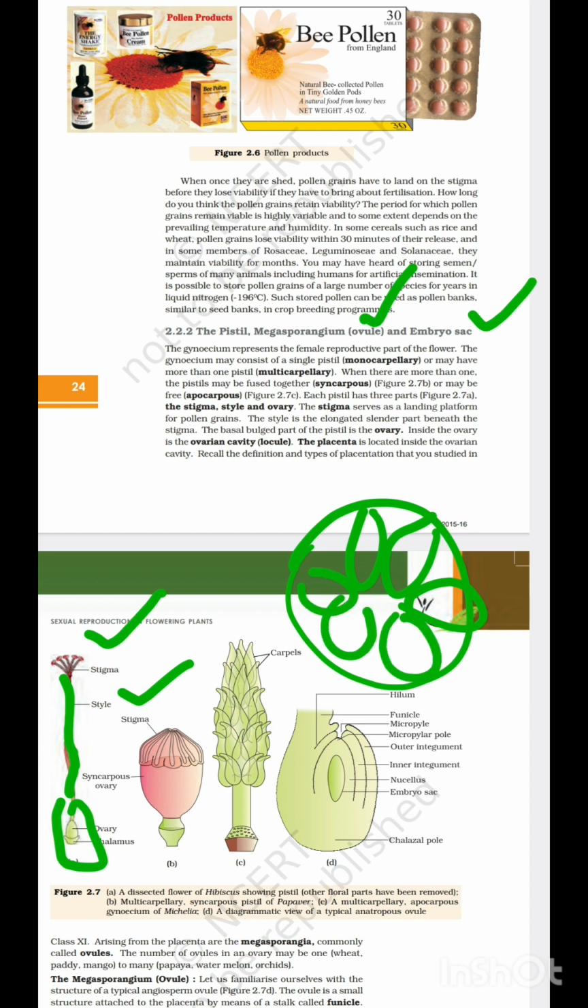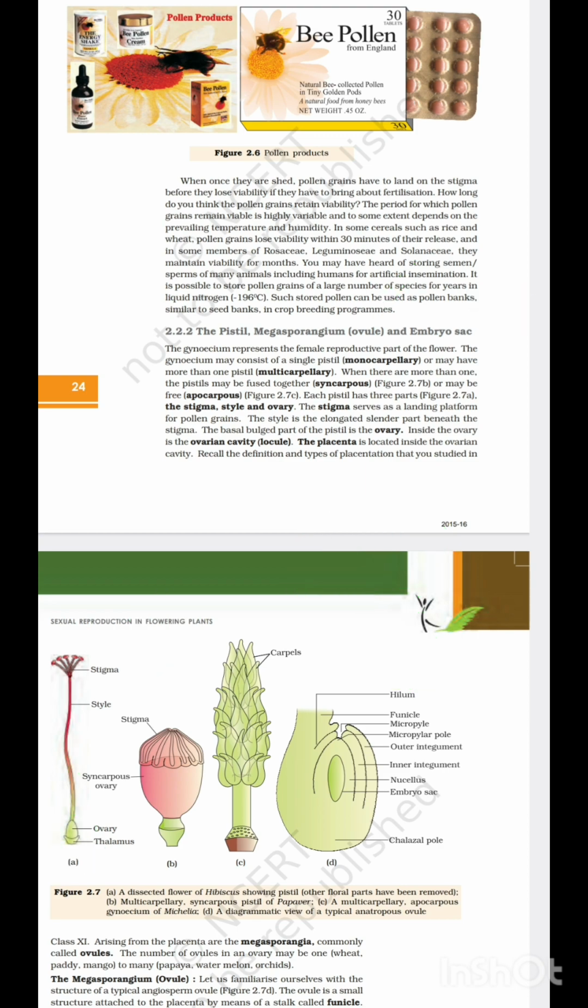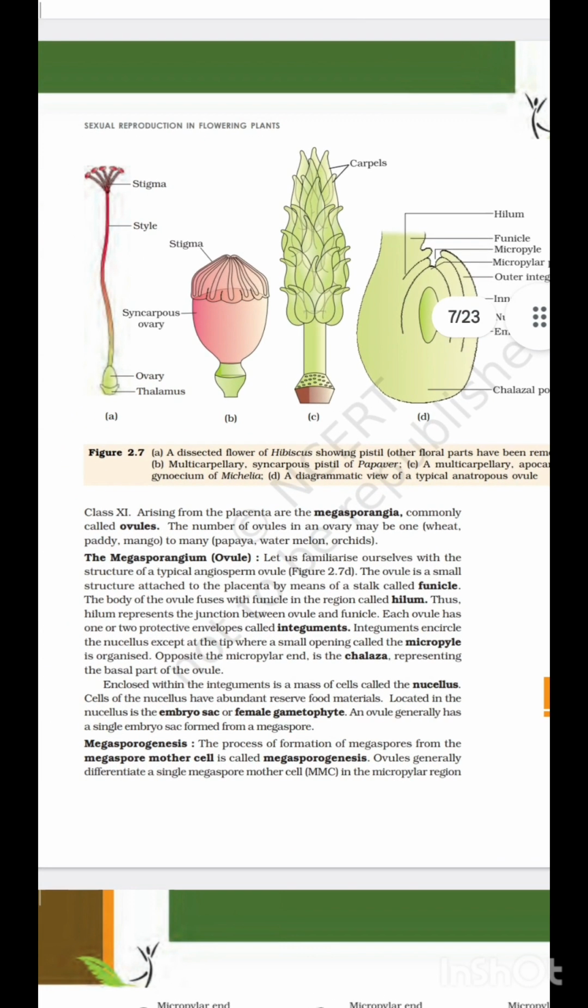The placenta is located inside the ovarian cavity. Arising from the placenta, megasporangia are present, commonly known as ovules. The number of ovules in each ovary may be one, as seen in the case of wheat, paddy and mango, to many, as seen in the case of papaya, watermelon, orchids. They have many ovules inside the ovary.